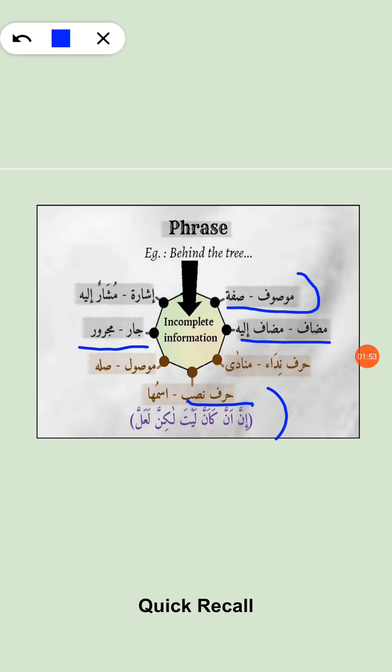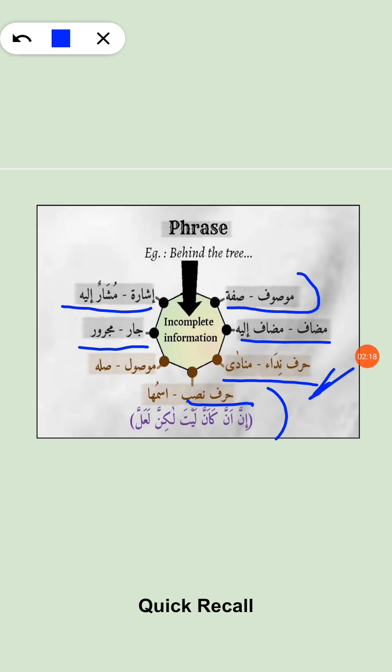Alright, after this we studied the haruf nida and the munada. Haruf nida is a harf with which we can call out to someone. Okay, and the one who is being called out to is called munada. This is what we studied. Next we studied the ism ishara and musharun ilayh. For example, this book or those boys. Alright, so ism ishara and musharun ilayh, this is what we studied.